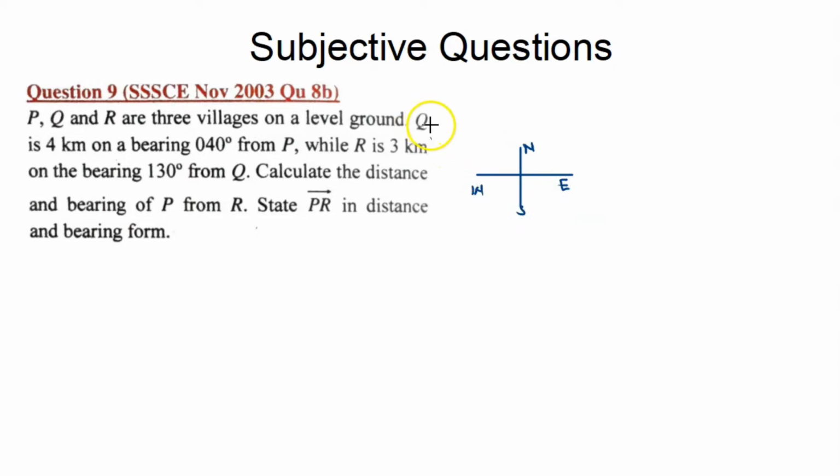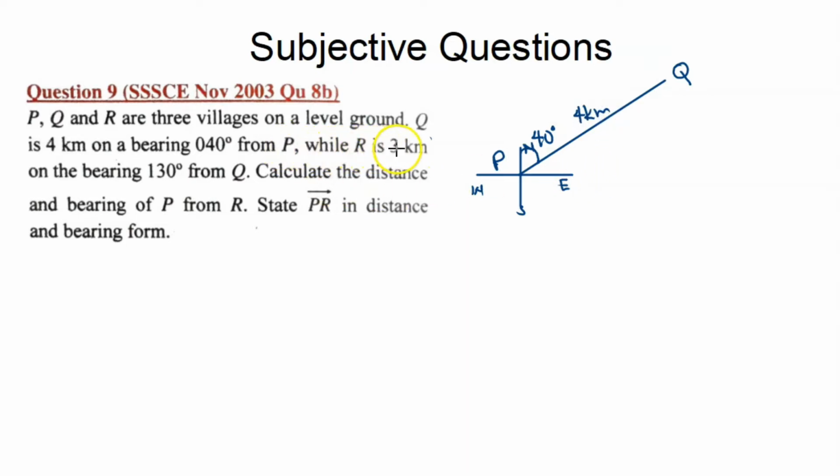Showing the direction 040 degrees, this is P. 040 degrees will lie in the first quadrant. So we have a terminal line leading us to Q, and my 040 degrees will be shown between the north pole and the terminal line. So we have the location of Q here. We also have a distance of 4 kilometers, so we need to show that.